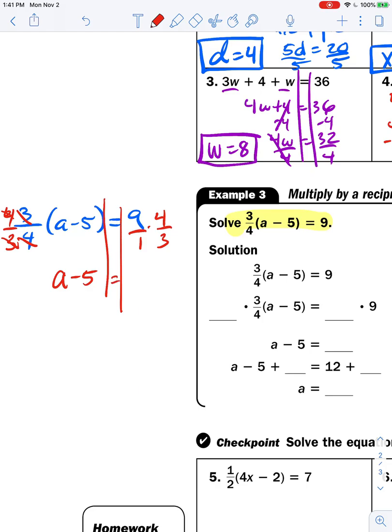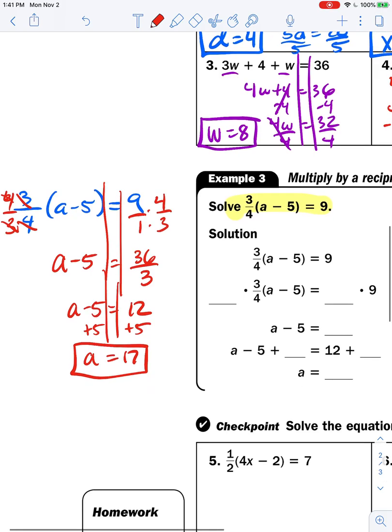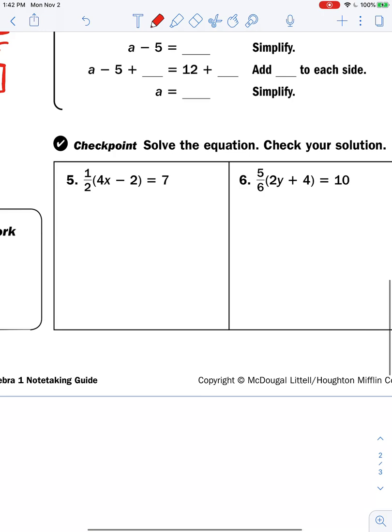And then on this side, the top 9 times 4 becomes 36. The bottom 1 times 3 becomes 3. So that reduces to 12. And then I can go ahead and add my 5. So that way I'm not distributing a fraction, and then the whole problem won't become a fraction, because that just gets messier. And we want it to be easier, not harder. So let's practice that in these last two.